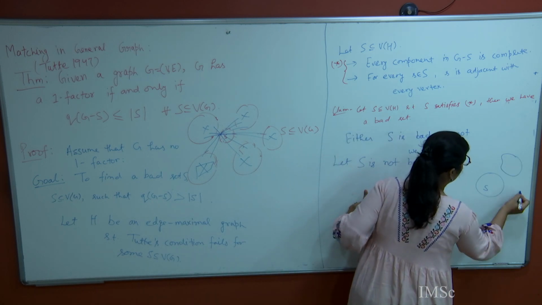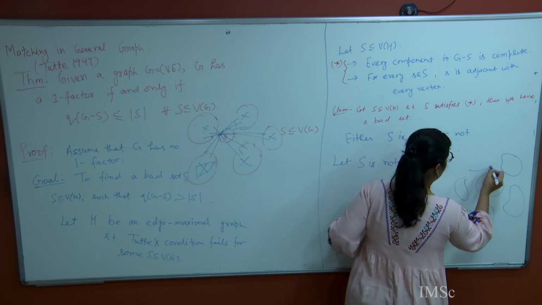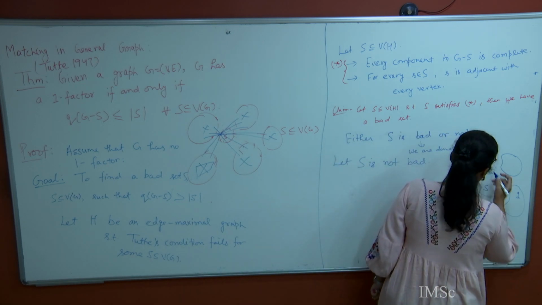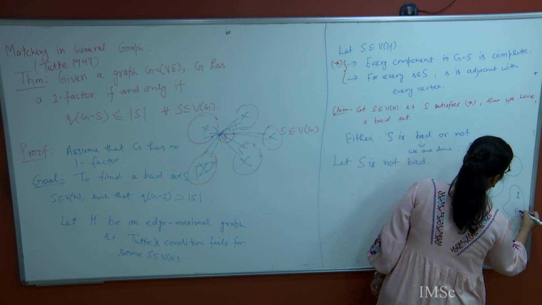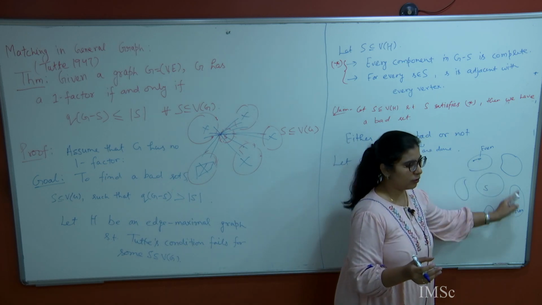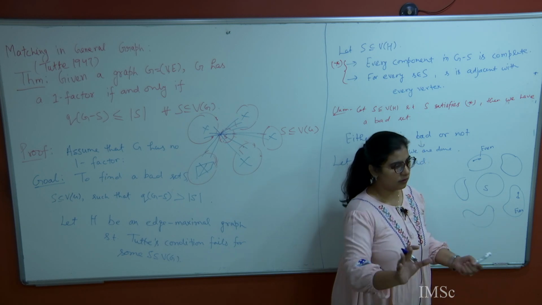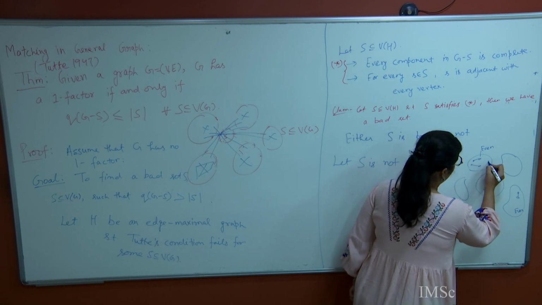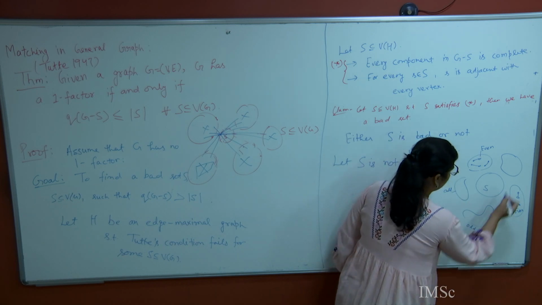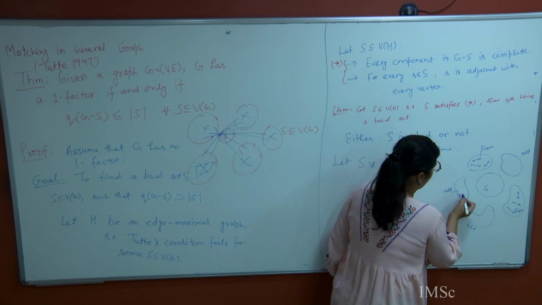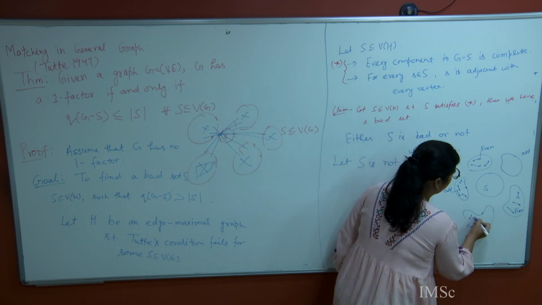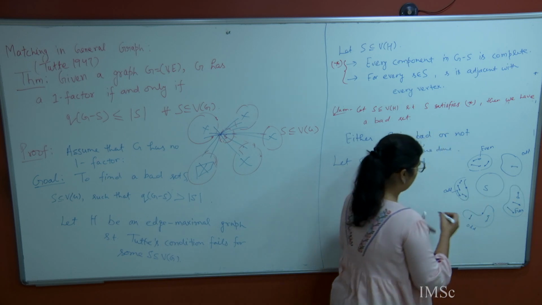So, I have this S, I have these components. For every even component, because each component is complete, you can have a matching inside the component itself, a perfect matching. So for this you have a perfect matching. What about odd sets? Here as well, you can have a perfect matching, not almost perfect matching. There will be some vertex here which remained, and I will try to match it with S.